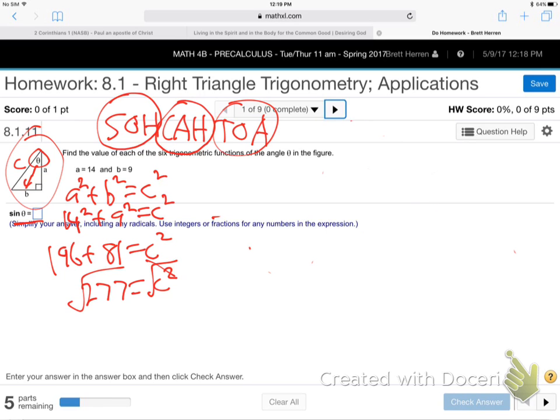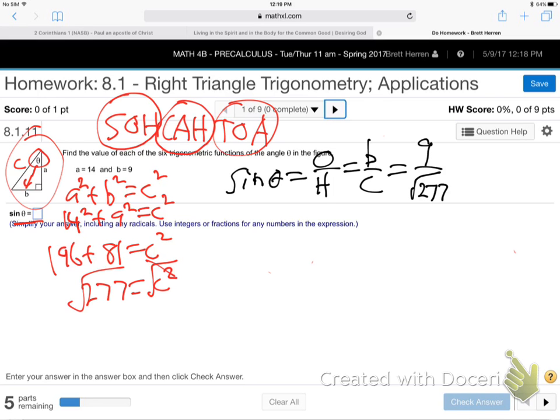So that's c. Now when we come back over here, what was the sine again? Sine of theta was opposite over hypotenuse. That was b over c, right? So that's 9 over root 277. And we can't leave a root in the bottom, huh? So we've got to get rid of that root. Am I going too fast? It's good? Yeah. Sine's opposite over hypotenuse?